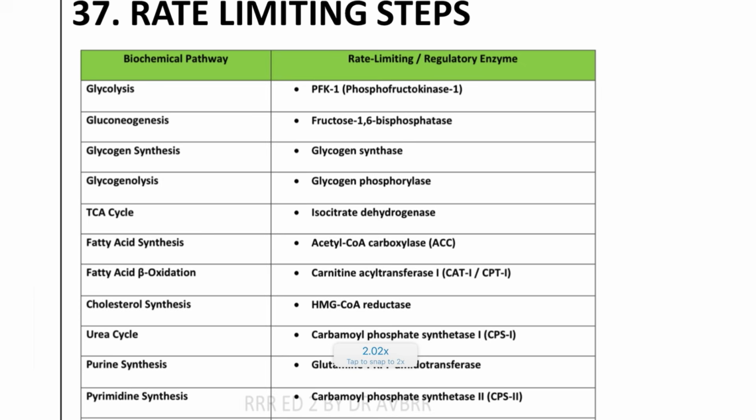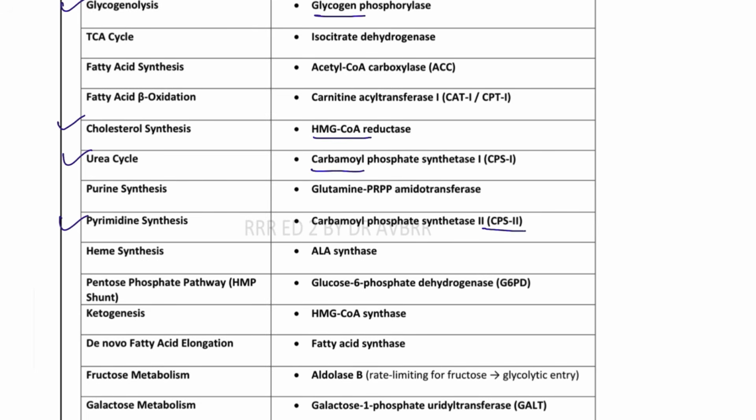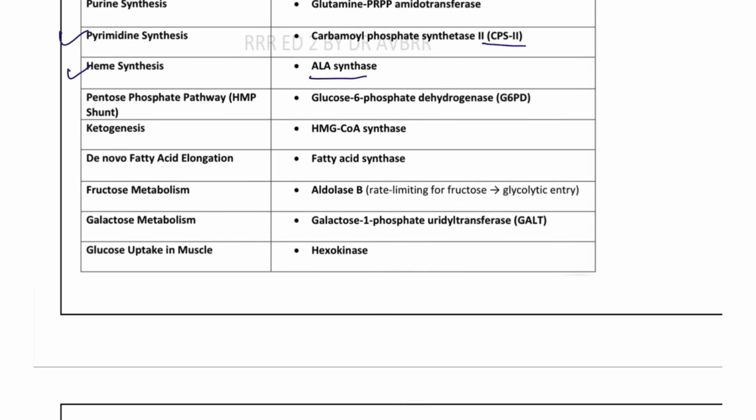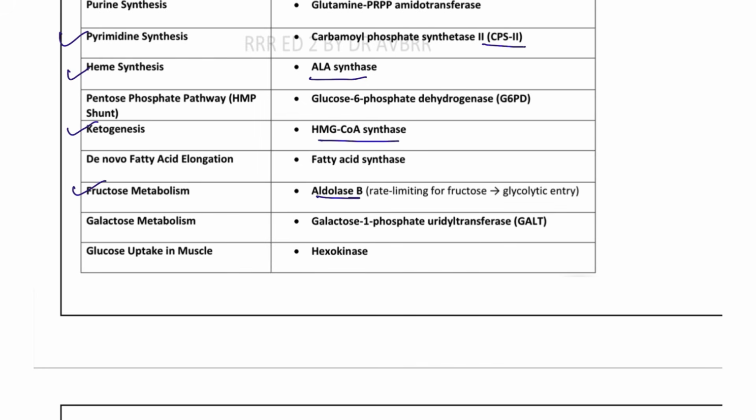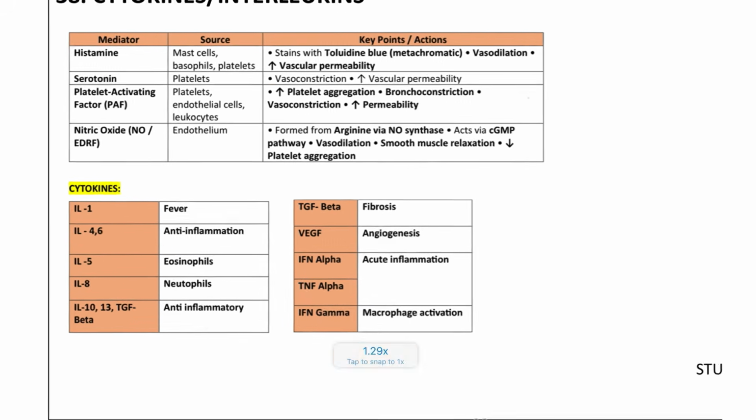Next, rate limiting enzymes, most important. Glycolysis is phosphofructokinase 1. Glycogen synthesis, glycogen synthase. Gluconeogenesis, fructose 1,6 bisphosphatase. Glycogenolysis is glycogen phosphorylase. Next, cholesterol synthesis, HMG CoA reductase. Urea cycle is CPS1, and pyrimidine synthesis, CPS2. Heme synthesis is ALA synthase, and ketogenesis, HMG CoA synthase. Fructose metabolism, aldolase B. Galactose metabolism is galactose 1 phosphate uridyltransferase. Important points of the rate limiting steps.